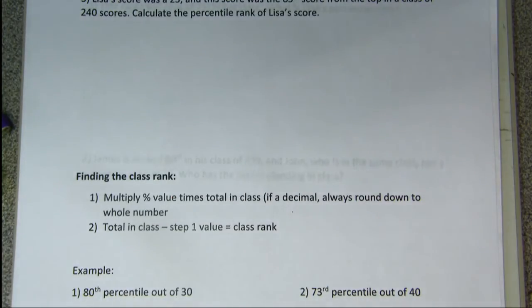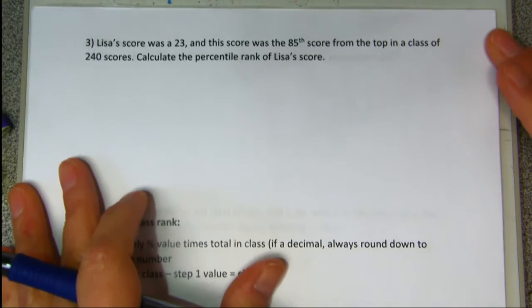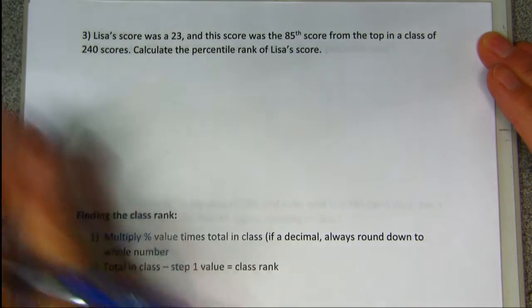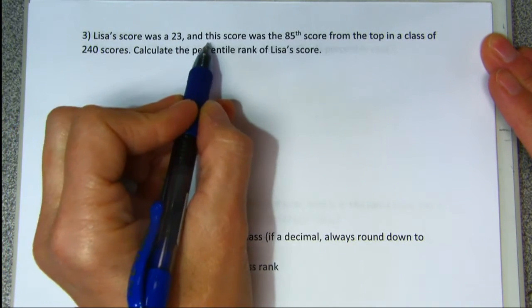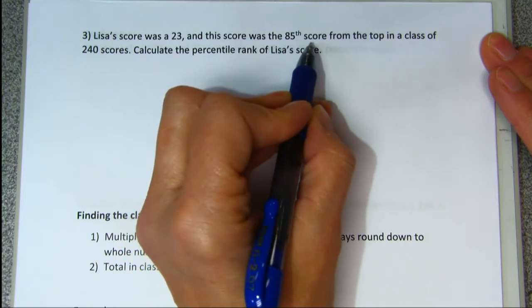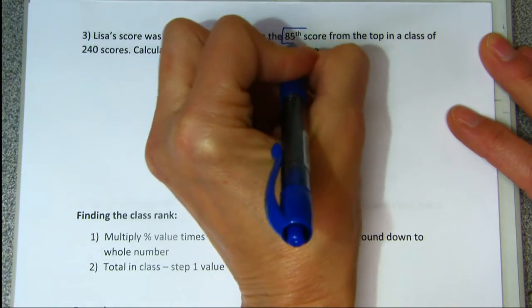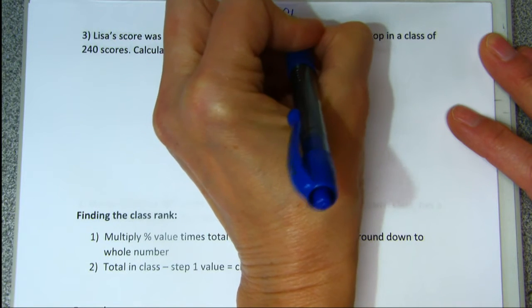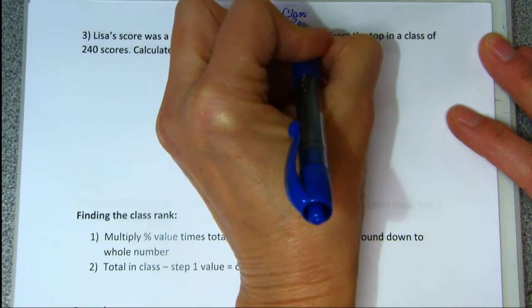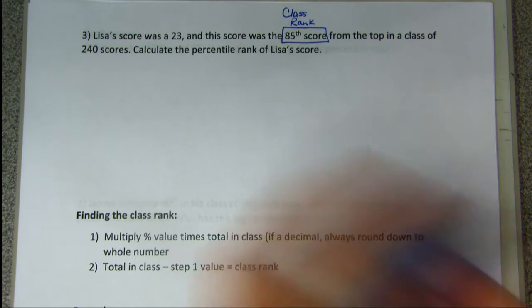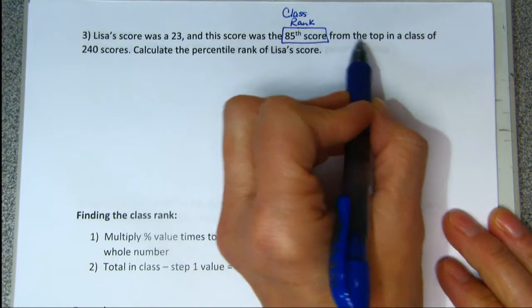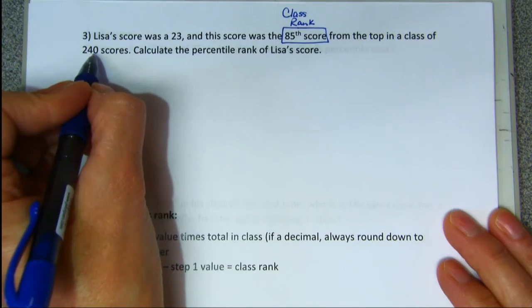All right, here's an application problem. Again, pay attention to what they give you and what they ask you to find. So Lisa's score was a 23, so her actual score is a 23, and this score was the 85th score. So in essence, she had the 85th number, so this is like her class rank. That's not her percentile, okay? Just because it says 85th, it didn't say percent. It just said she had the 85th number, so that's her class rank. From the top, in a class of 240 scores.